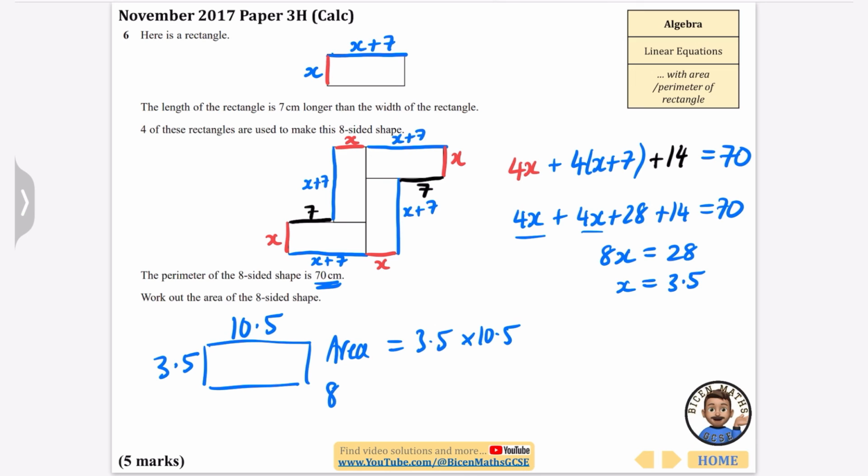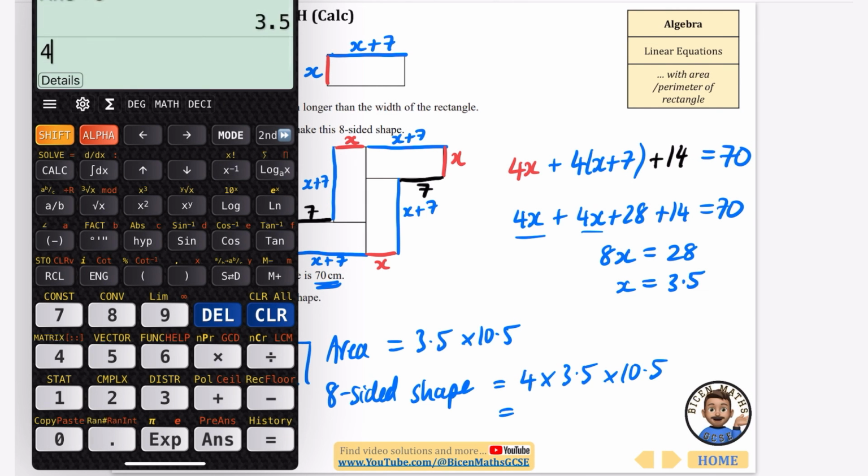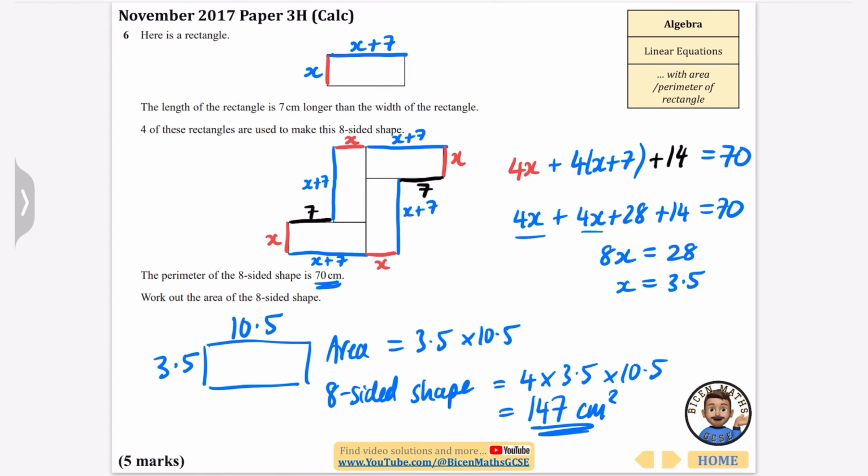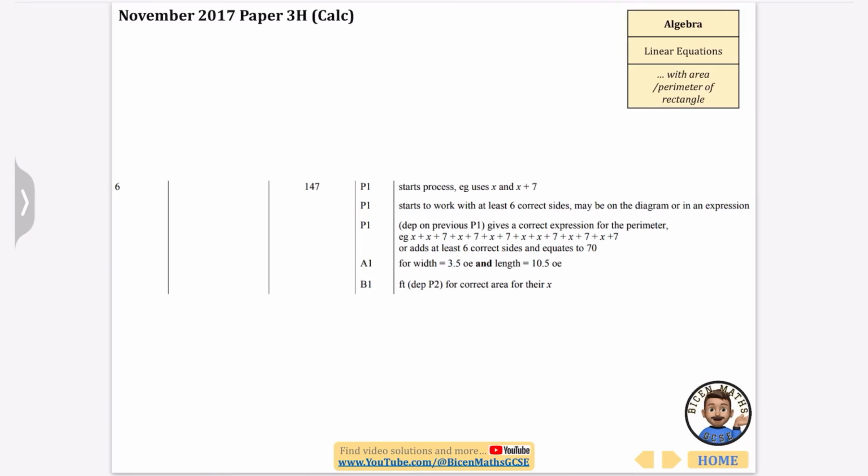So the area of the 8-sided shape, well, there's 6 rectangles being used. Not 6 rectangles, 1, 2, 3, 4. 4 rectangles are being used. So the 8-sided shape is going to be 4 times 3.5 times 10.5. And we'll just see what that comes out as on the calculator. So we'll do 4 times 3.5 times 10.5, and we get that the area is 147 centimetres squared for this one. Let's check we've got this right. We do, we've got the 147, and you can look at the method that goes with that.